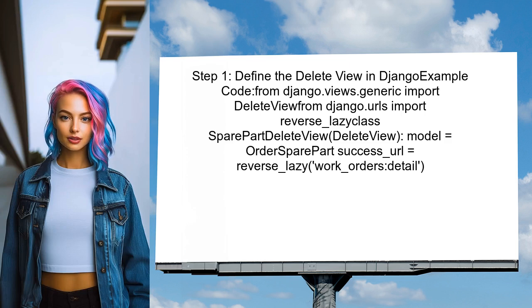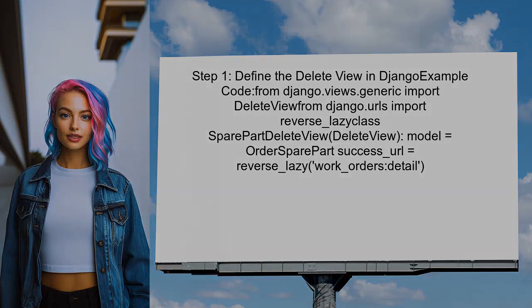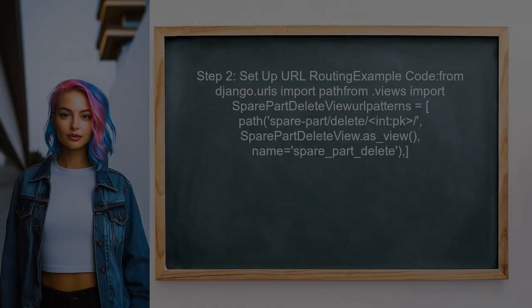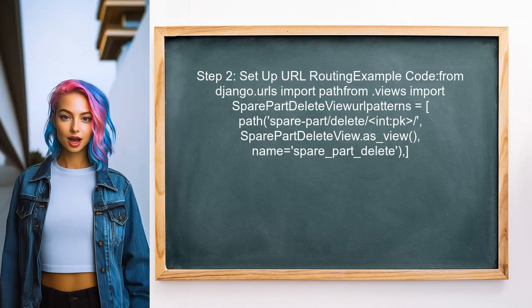To create a delete view for the spare parts, the user should start by defining a new view in their Django application. This view will handle the deletion of the spare part object. Next, the user needs to set up the URL routing for this delete view. This will allow the application to recognize when a delete request is made.